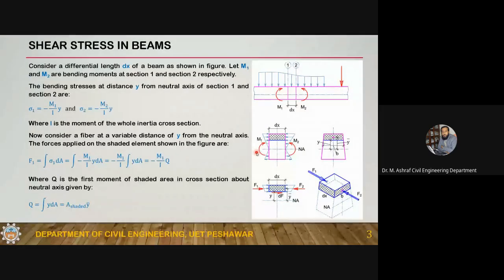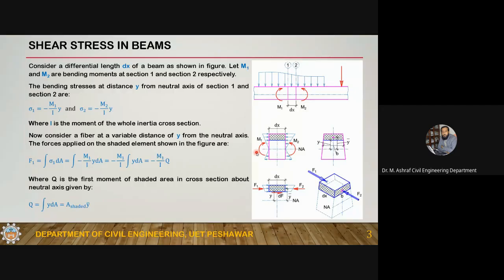For a triangular section, the neutral axis is at a distance of 1/3 from the base of the triangle. For a circular section, it passes through the center of the section. And for a semicircular section, it is at a distance of 4r divided by 3 pi from the base, from the diameter of the semicircular section.